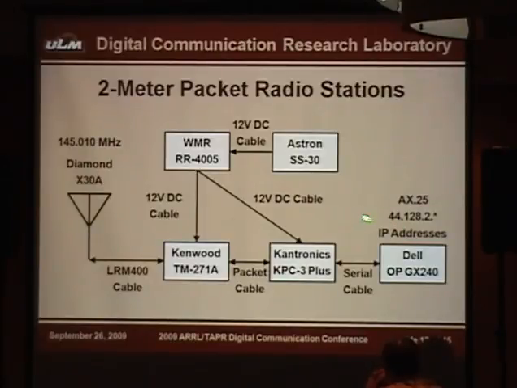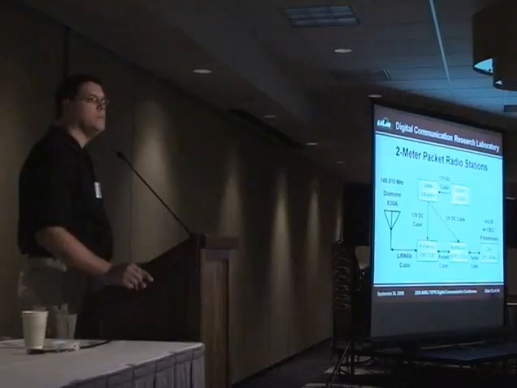I've got them configured with AX25. We're using 44.128.2 experimental addresses from the amateur packet radio. They have IP, those are the IP addresses. Our local packet area frequency is 145.010. And I've got 271s, KPC3 pluses, and West Mountain Radio, and then Astrons. That's really immaterial, but that's the setup that I've got. And I've got 2 of those at school, and that's what I used for this research.